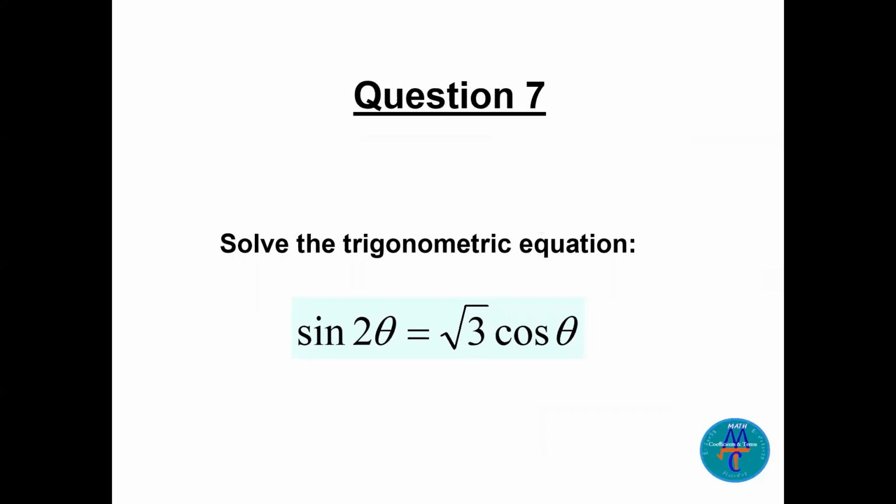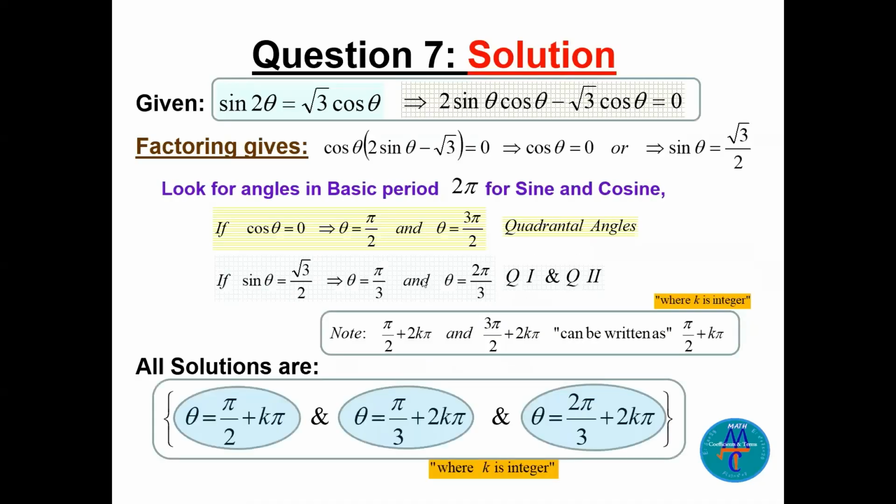Question number 7. Solve the trigonometric equation: sine 2 theta is equal to square root of 3 cosine of theta. As you see here, there is no condition given in this question, so we have to find the general solution. I start by putting the formula for sine 2 theta: 2 sine theta cosine theta. Take this term, square root of 3 cosine theta, to the other side to make it 0 on the right side. Then we can take cosine of theta as a common factor.